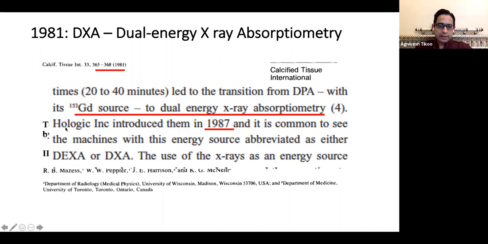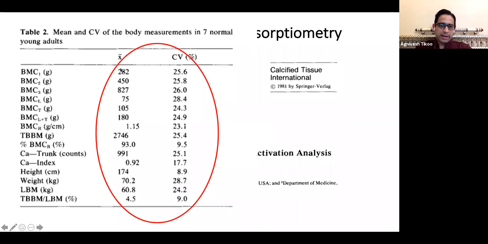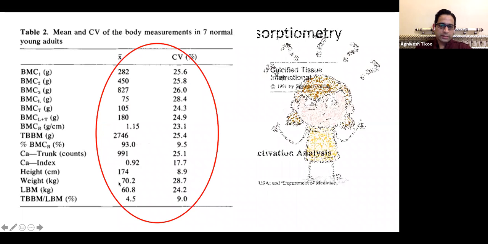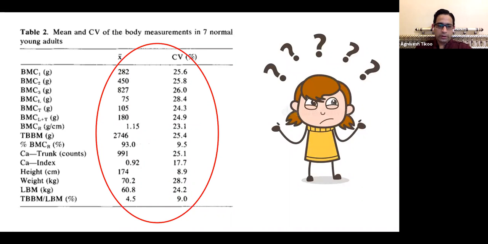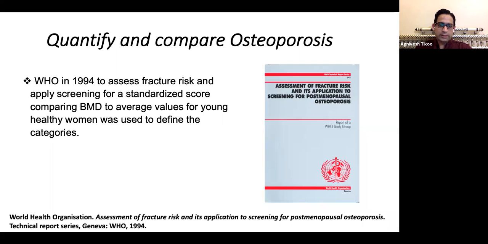And in 1987, another company, Hologic, introduced the bone density machine commercially, and these were the readings given. So you used to think about all these numbers and wonder what is going on, where is osteoporosis, and what should I be looking at. So that's why in 1994, WHO simplified things to understand osteoporosis, and instead of these values, they came up with something called the T-score.